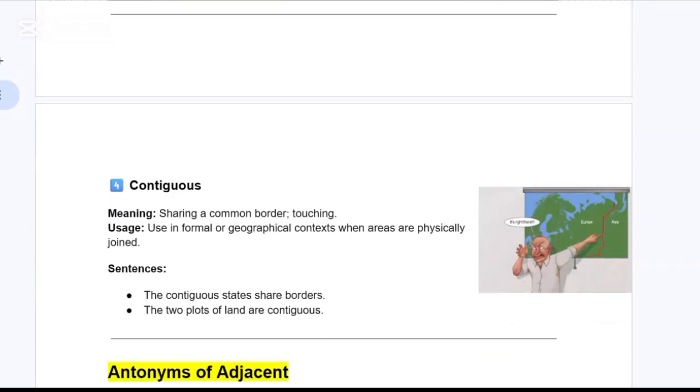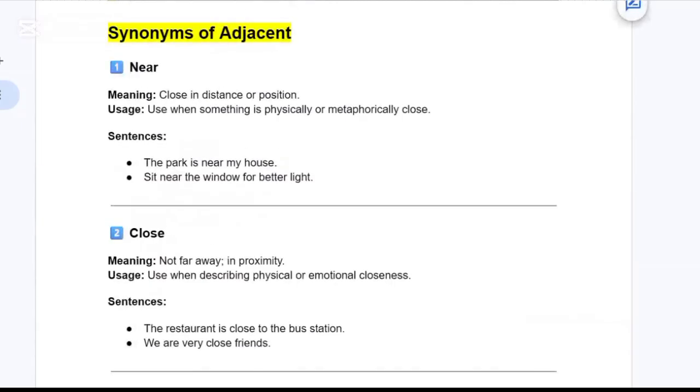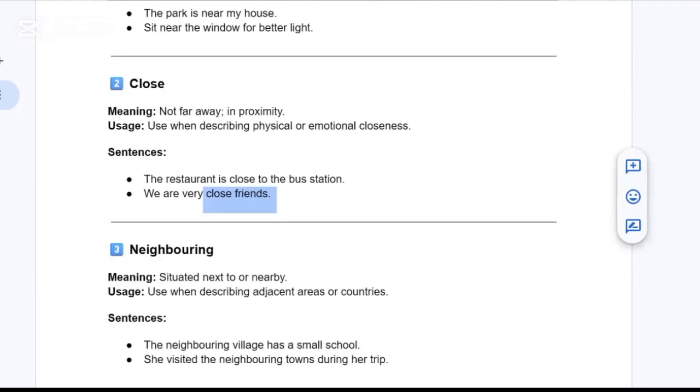Near, close, neighboring, contiguous. Near: close in distance or position. For example, the park is near my house. Sit near the window for better light. Close: not far away in proximity. Used when describing physical or emotional closeness. The restaurant is close to the bus station. We are very close friends.